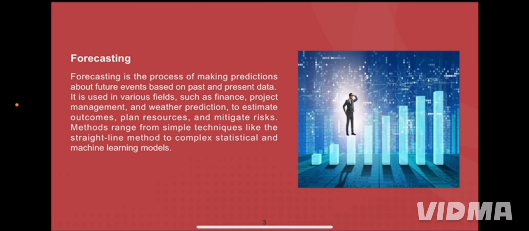Forecasting means using past and present data to estimate the future. For example, companies forecast future sales, project managers forecast project duration, and weather stations forecast rain and temperature. In operations and control, forecasting is important because it helps us plan resources, time, and cost better, and reduce the risks.